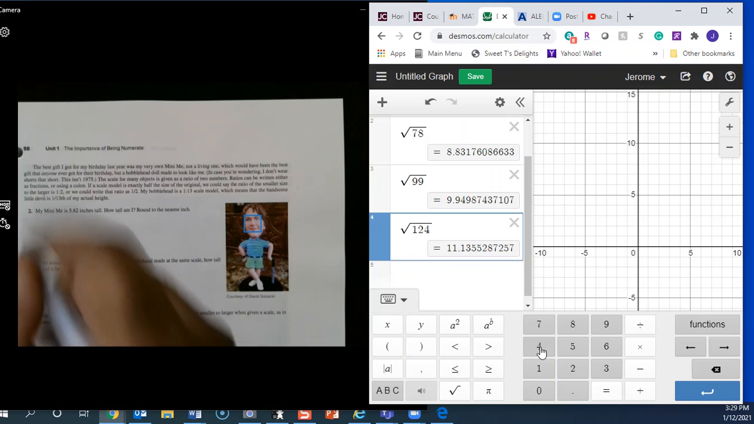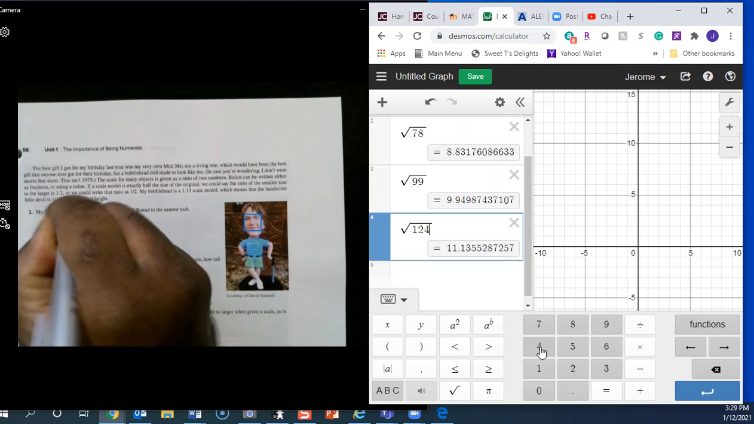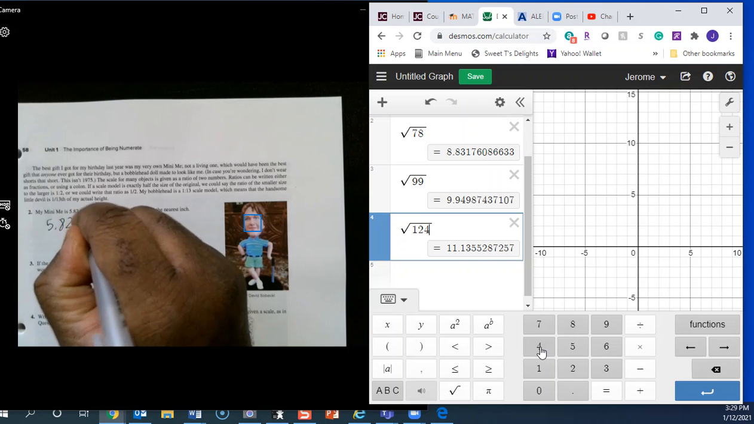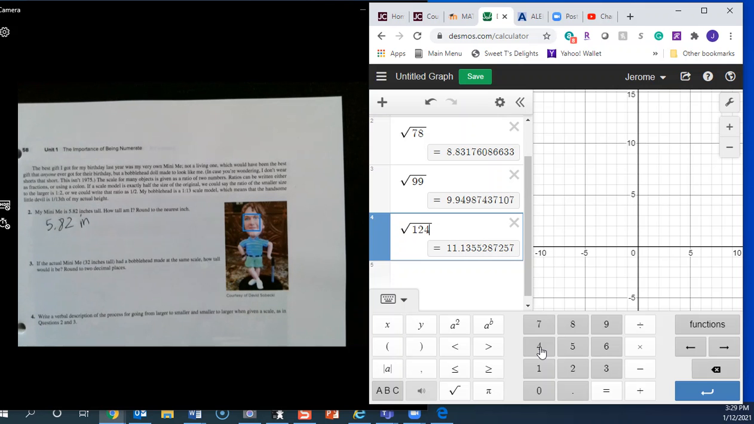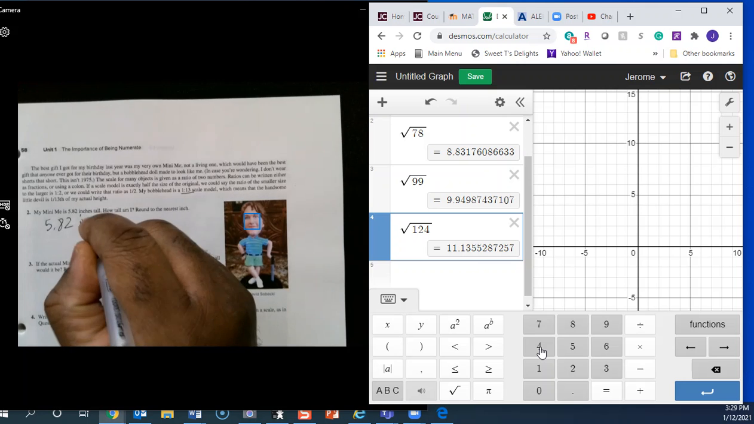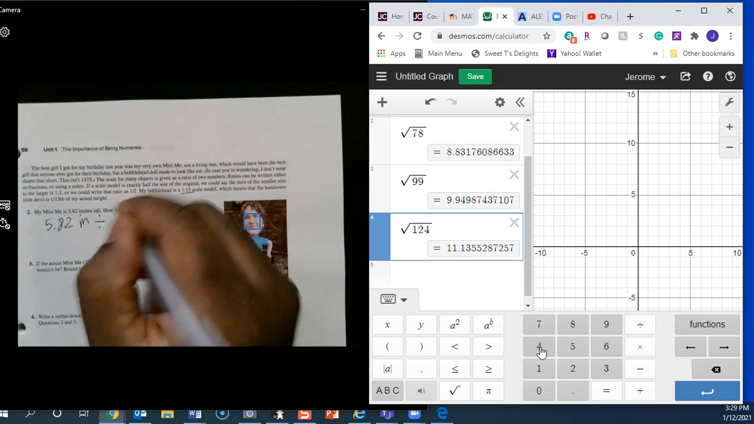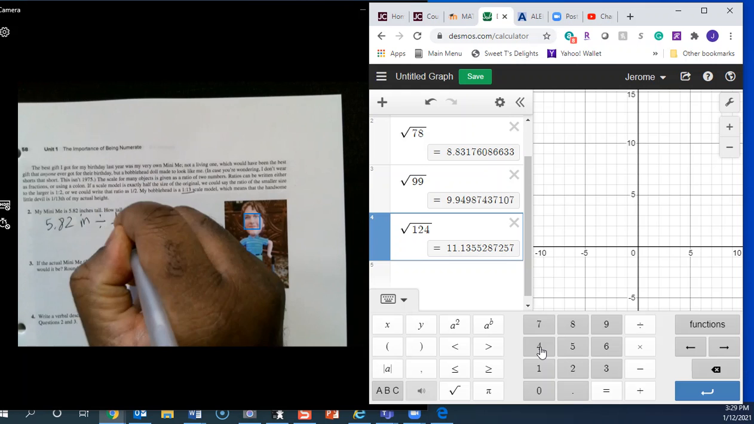Okay. So, said this mini-me is 5.82 inches tall. Okay. Now the scale is 1 over 13. So we'll divide that by 1 over 13.